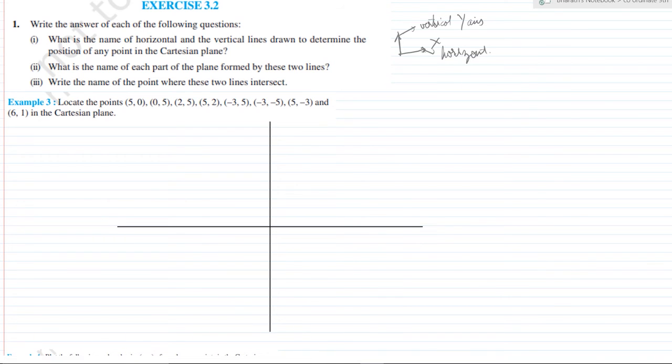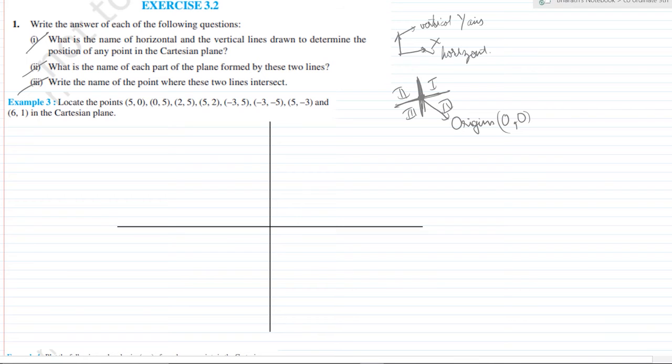Second question, what is the name of each part of the plane formed by these two lines? This is the first quadrant, this is the second quadrant, this is the third quadrant, and this is the fourth quadrant. Quadrants. Fine. And write the name of the point where the two lines intersect. See, these two lines intersect at this point, right? This is called the origin. And to be more clear, write the coordinates of this origin: (0, 0).